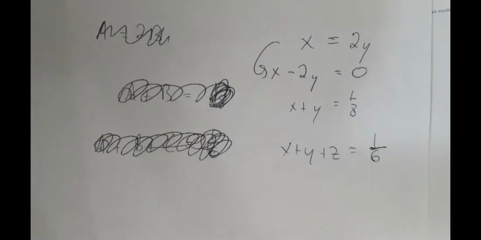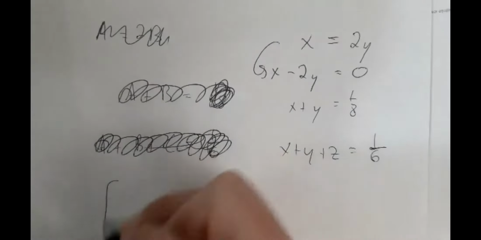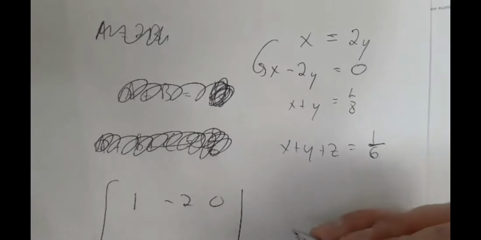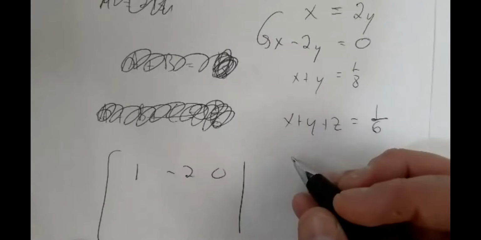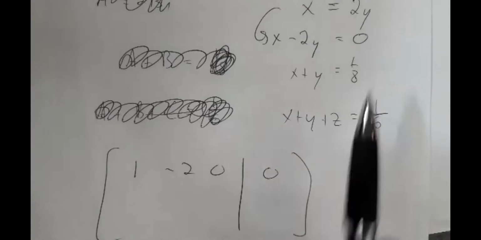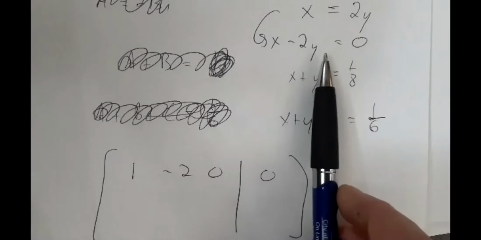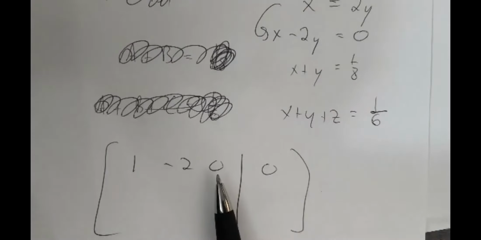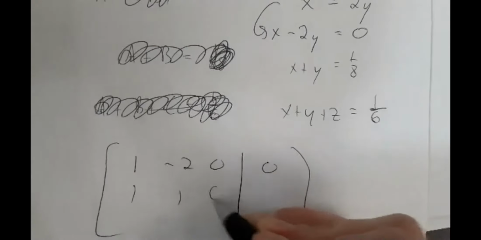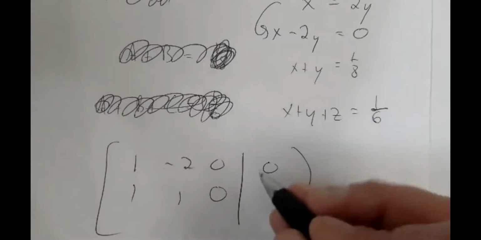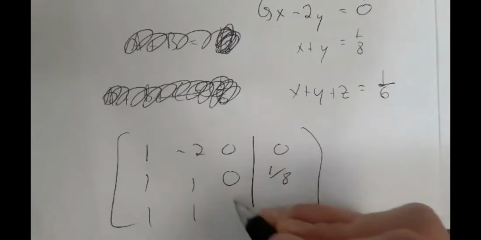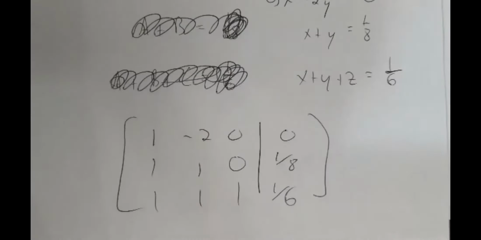So we have 3 equations. We have 3 unknowns. So what I'm going to do is plug that thing into a matrix. So 1 minus 2, 0. 0 is that first line. There are no z's here. So going again, if there's no z's, we put a 0 there. Here we have a 1x, we have a 1y, we have no z's. And this is going to give me 1/8. I have 1, 1, 1. And that's going to give me 1/6.